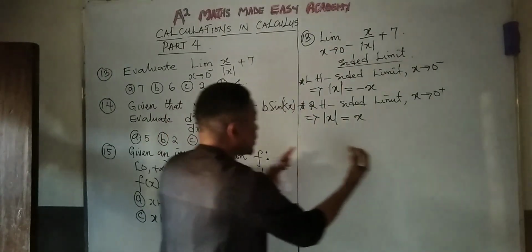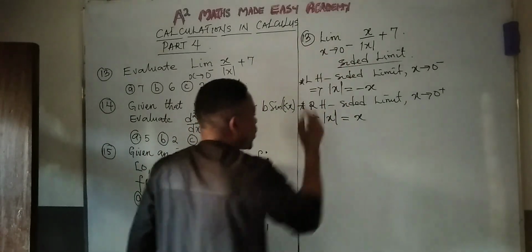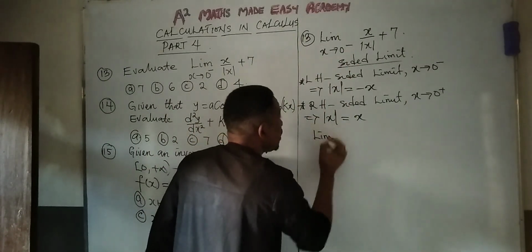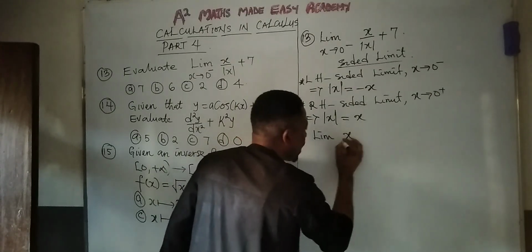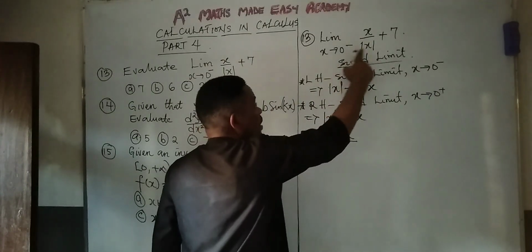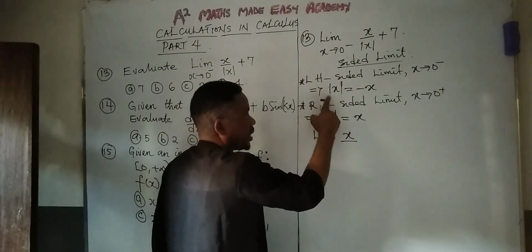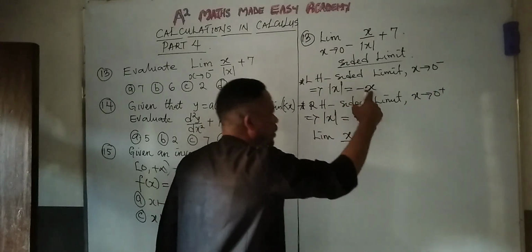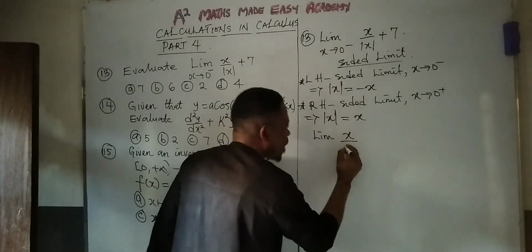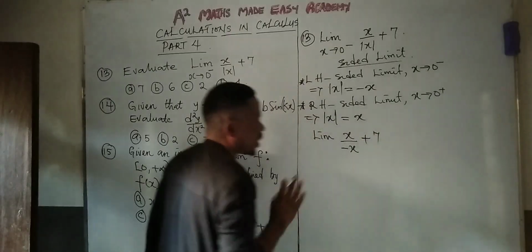Now this one is talking about 0 minus. I am going to now consider this as the limit of x, and I want you to be careful here, all over the absolute value, and it is 0 minus, right? And the law says remove the absolute value and introduce minus to the x. So I will now call it minus x. Are you with me? Then plus 7. And that is all.